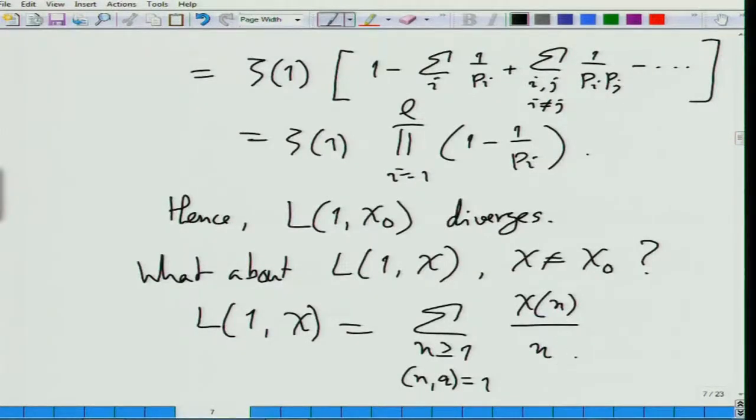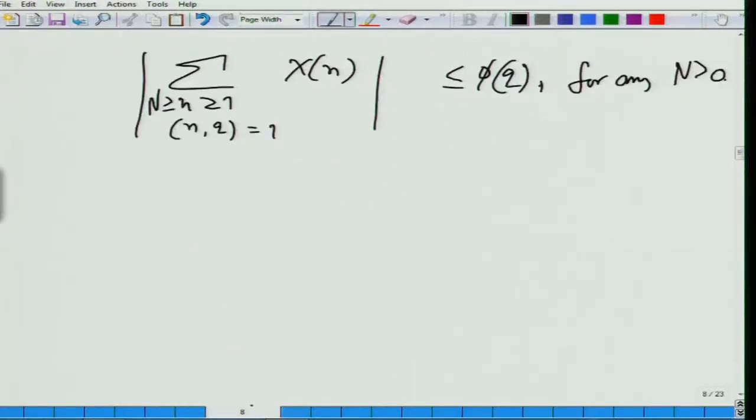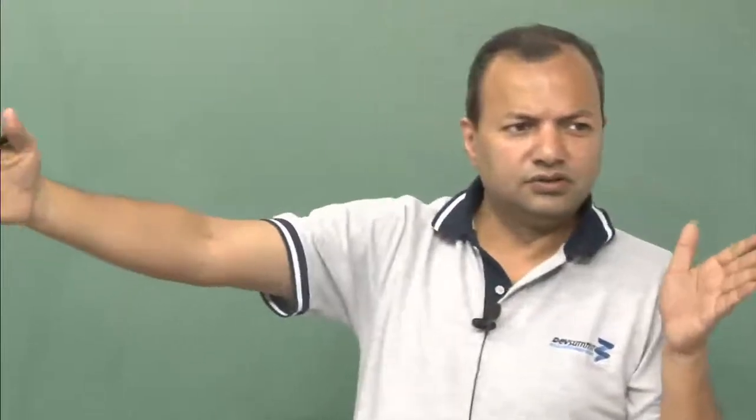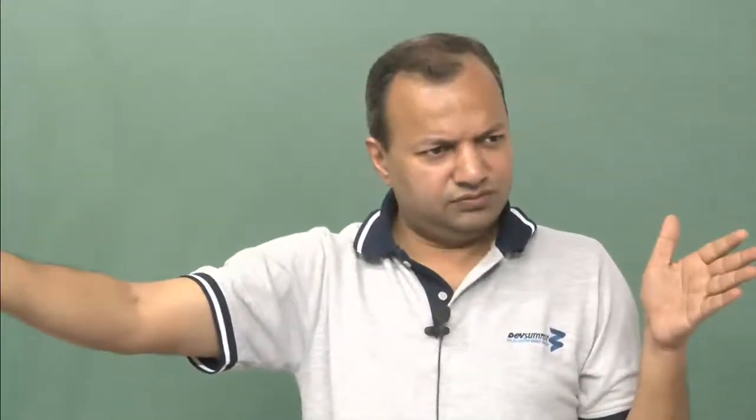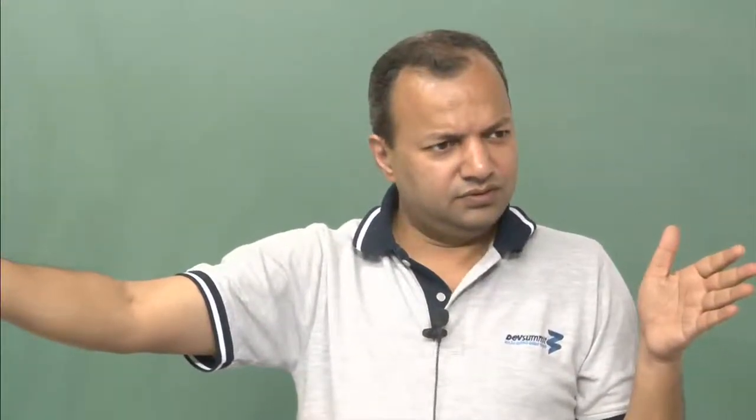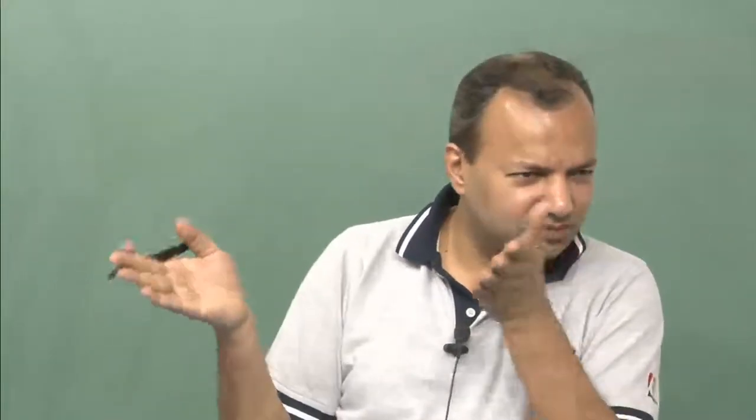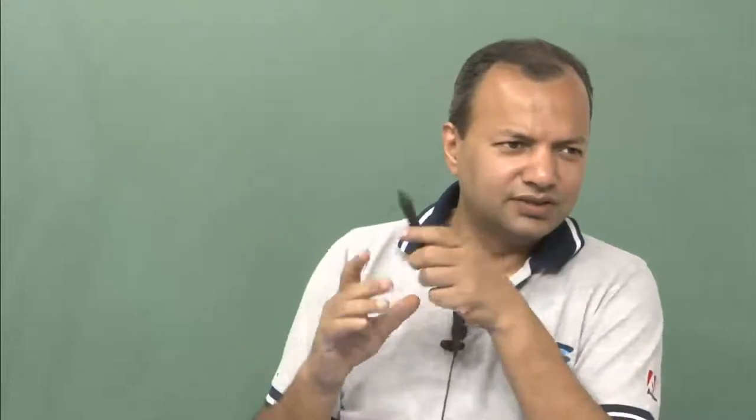Okay. Now, let us come to this sum. What can we say about this sum? I want to show that this is also convergent. It has only phi of q non-zero terms in that segment of length q, and I am just adding them all up. Of course, it won't be the case, it will be less than phi of q, but in the worst case.